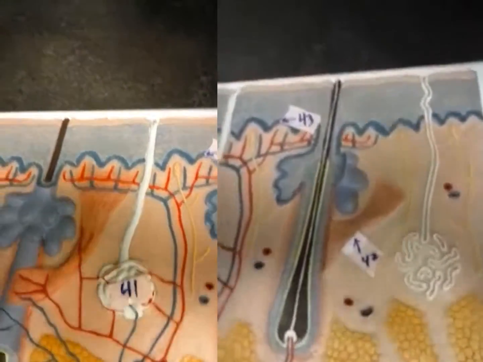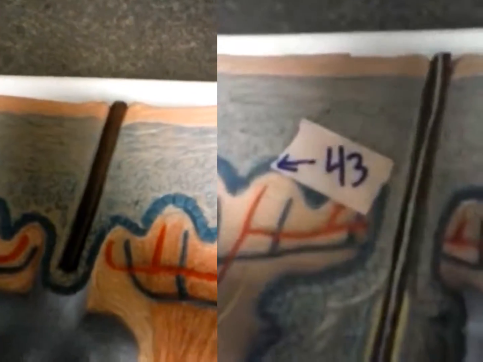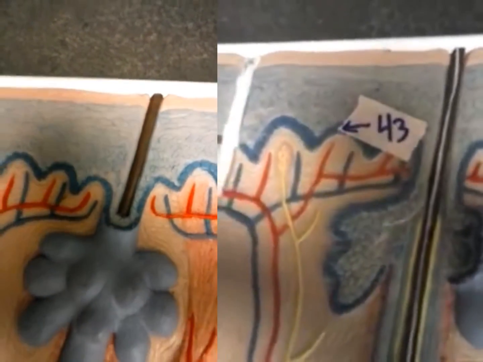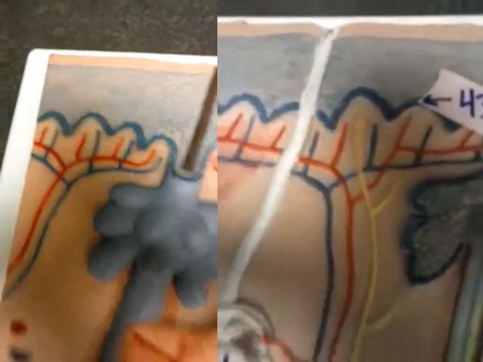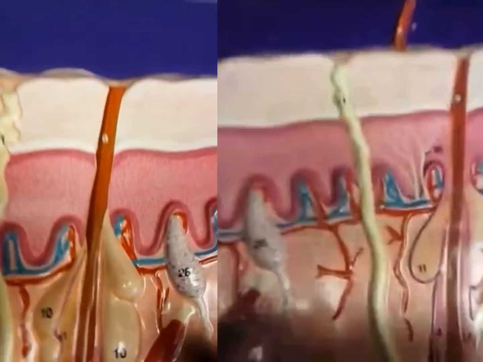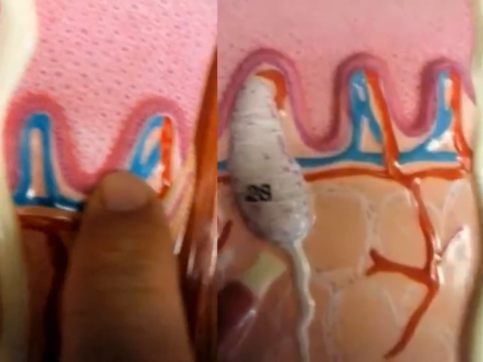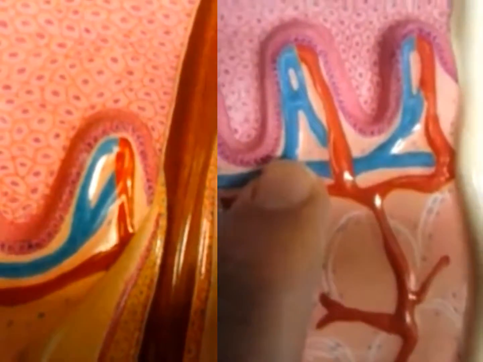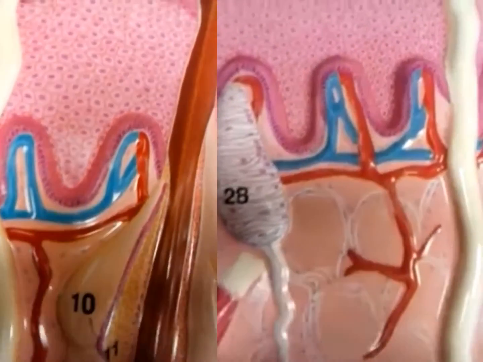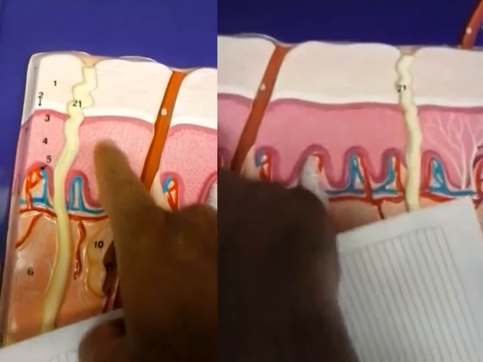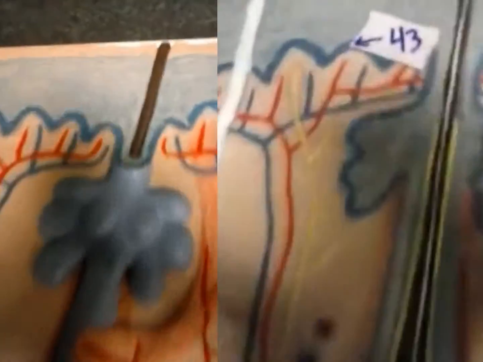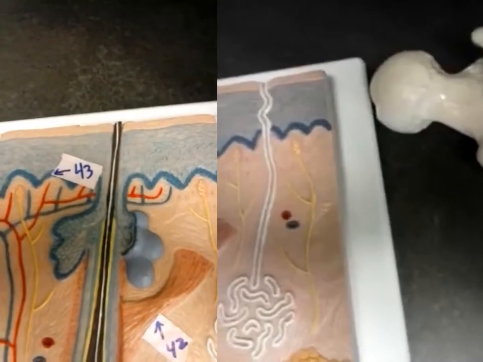43, the stratum basale of the epithelium, actually stratum basale layer of the epidermis, which would be these tiny little purple dots here. Well, that's the nuclei of those cells. And this is the living layer, this is the stratum corneum. But the question 43, true or false? That's the stratum basale.